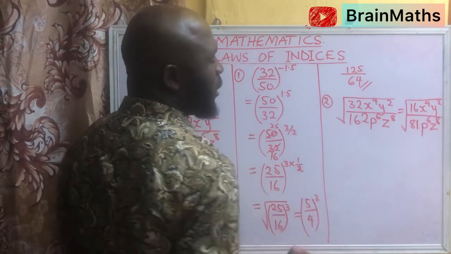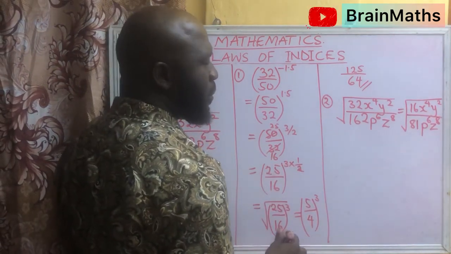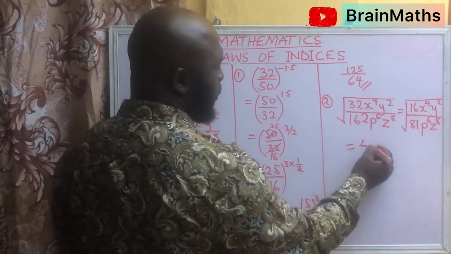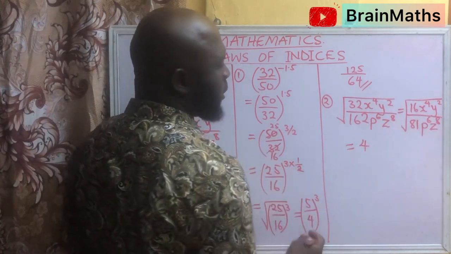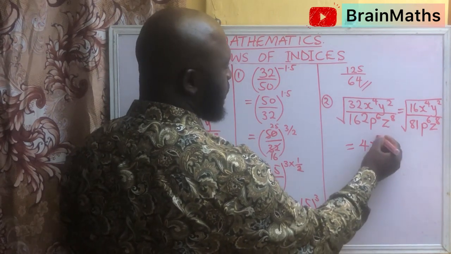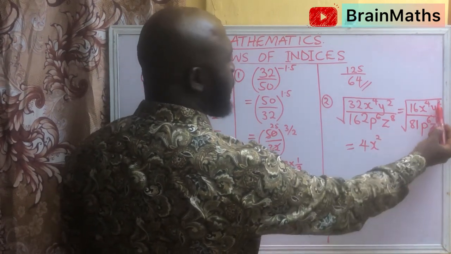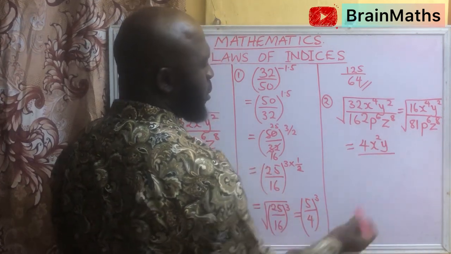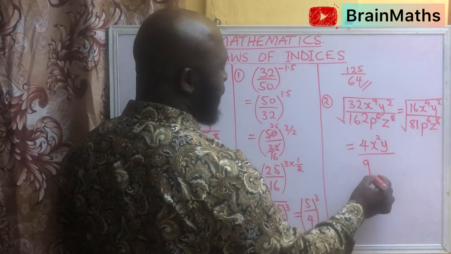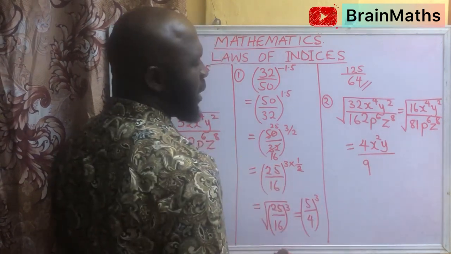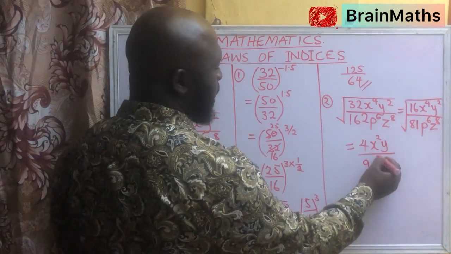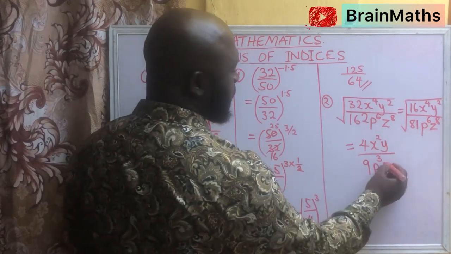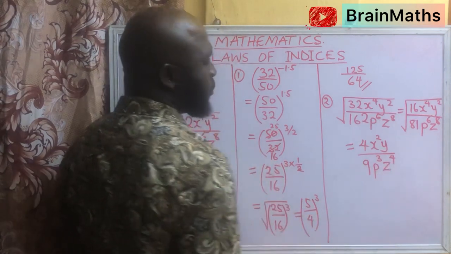So for each one of these, we are going to be dividing the powers by 2. The square root of 16 is 4. Square root of x raised to power 4 will be x raised to power 2. And square root of y raised to power 2 will be y, divided by square root of 81, which is 9. Square root of p raised to power 6 will give us p raised to power 3. And square root of z raised to power 8 will give us z raised to power 4.